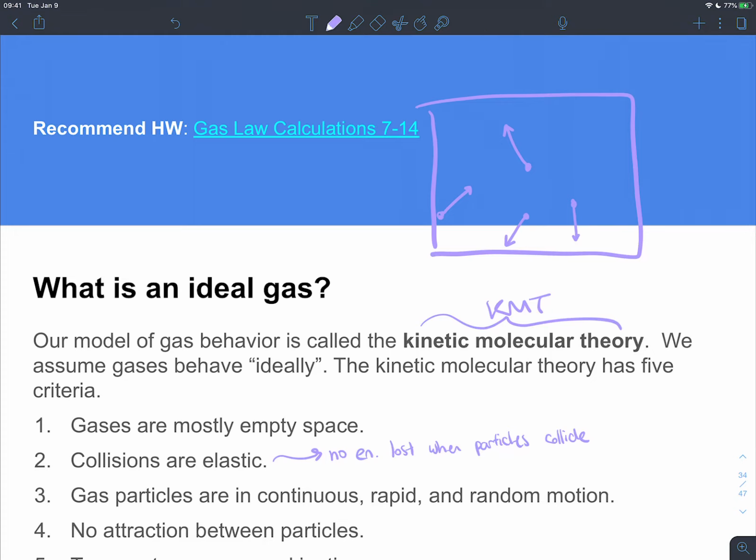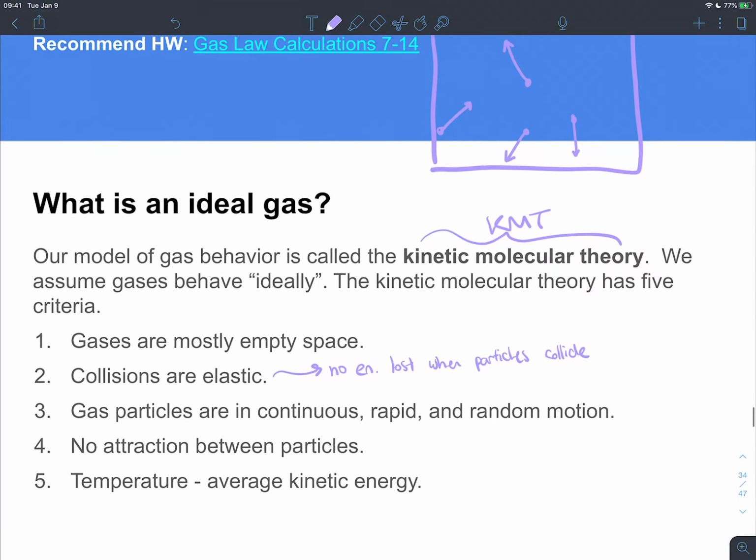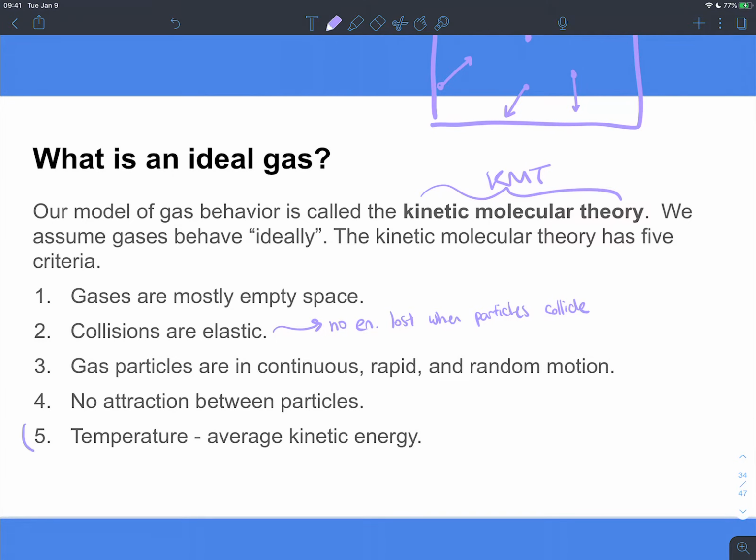There is a poll this week that looks into some of the deviations from ideal gas laws and ideal gas models, but that's more of a focus of AP Chem. For now, we're assuming that all our gases are ideal. Again, number 5 is not really an assumption, it's a definition. Remember that temperature is a measure of the average kinetic energy of the particles.